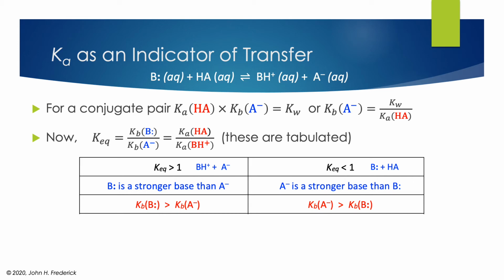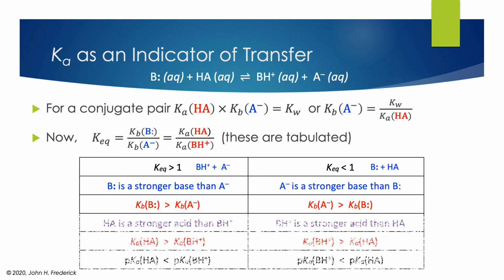So remember, when Keq was greater than 1, that meant that B was a stronger base, and its Kb value is greater than the Kb value for A minus. Similarly, the opposite is going to be true when K equilibrium is less than 1. That means that A minus is the stronger base, and Kb of A minus is greater than Kb of B. Okay, so now what does this look like when we think about the Ka values? So here's some more of this table.